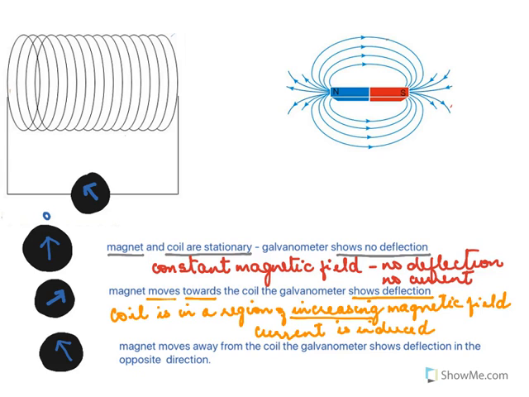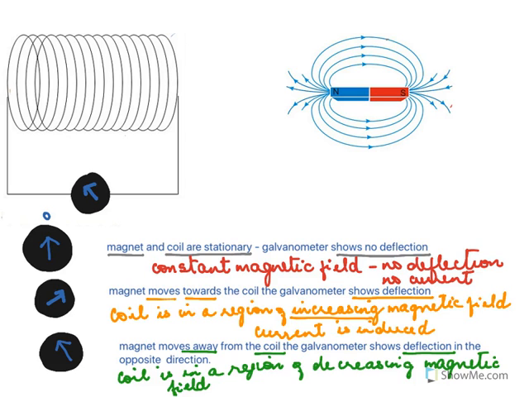And when the coil is moving away from the magnet, or the magnet is moving away from the coil, there is again deflection, because now the region around the coil is experiencing a lower magnetic field. Since the magnet is moving away, the magnetic field in the region is decreasing. So here, when it's moving away, the magnetic field is decreasing, and hence current is induced.